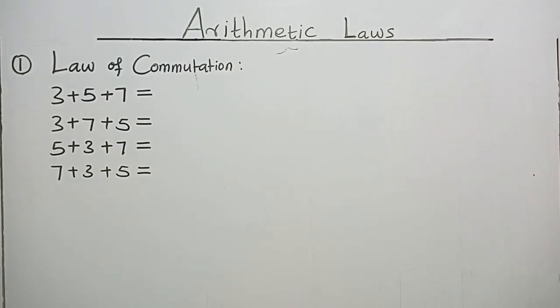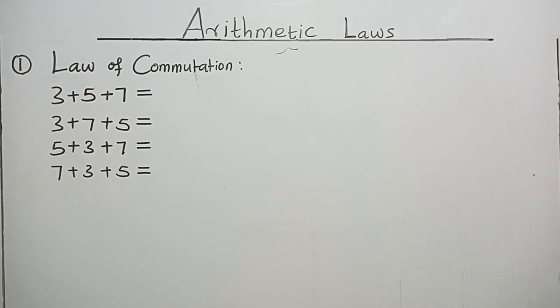In this section number 1, that is law of commutation, we want to learn the meaning of that expression by means of numerical experiments. The results of the experiments will help us see exactly what this law is all about. Please take note of these four number operations. The first is 3 plus 5 plus 7. Please, what is the answer?